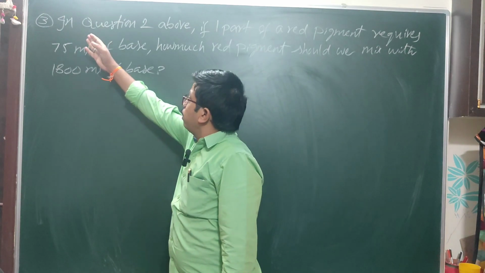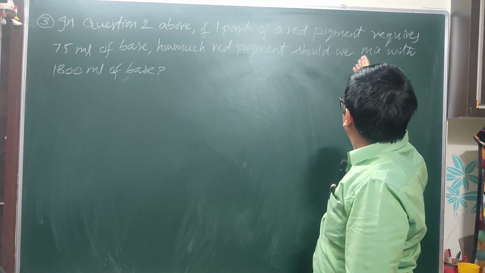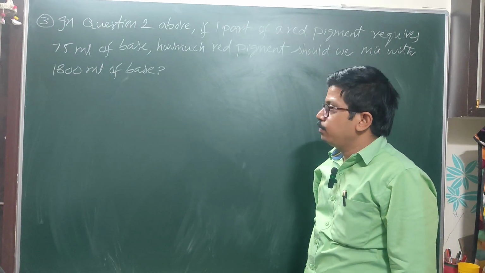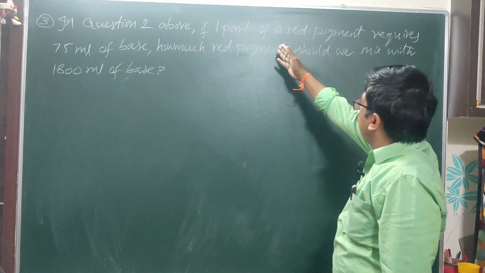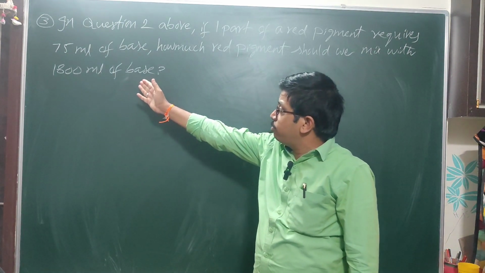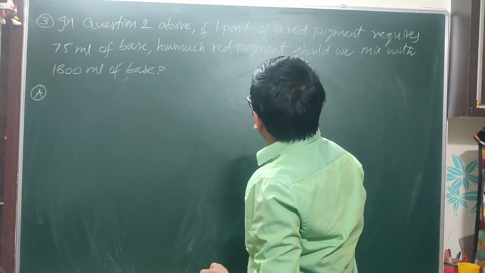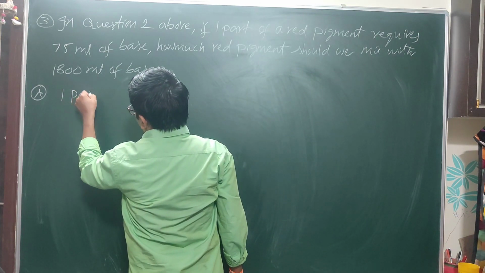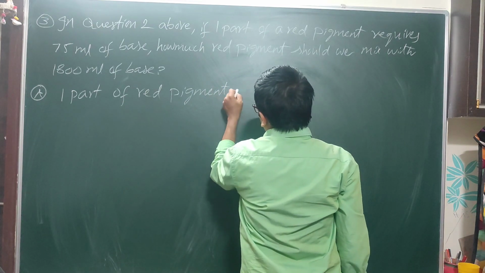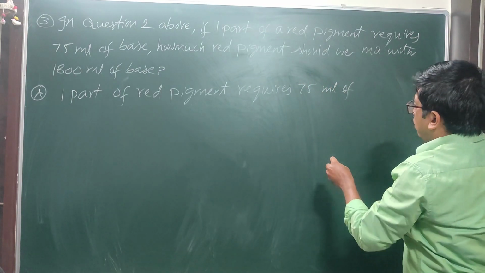Third question. In question 2 above, if one part of a red pigment requires 75 ml of base, how much red pigment should be mixed with 1800 ml of base? So the answer is: 1 part of red pigment requires 75 ml of base.